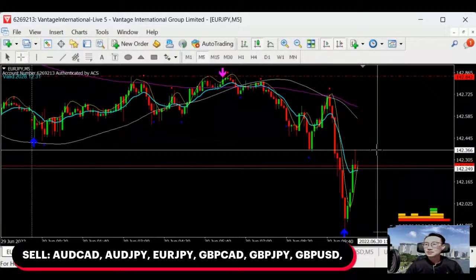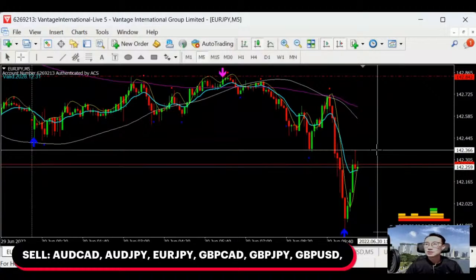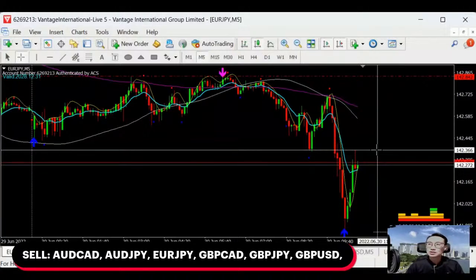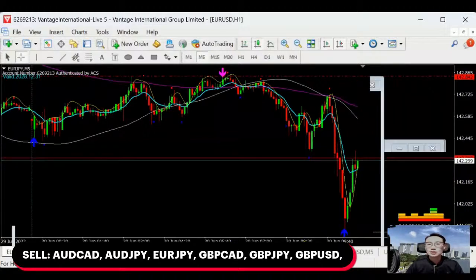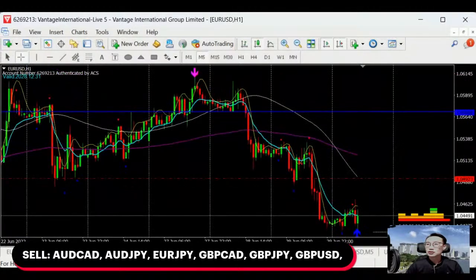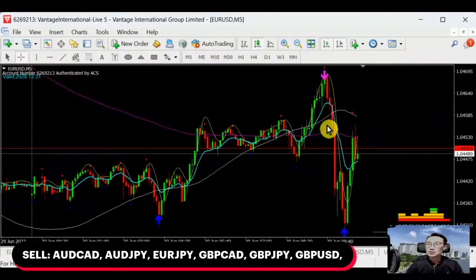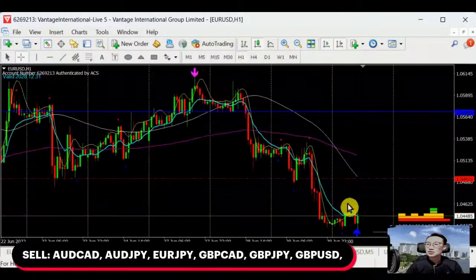I think for Euro Yen, I have to wait for another 2 minutes. Hang on first. Okay, so Euro dollar, no. For Euro dollar, I'm going to wait for it to test the resistance first. That will be so much safer for me.